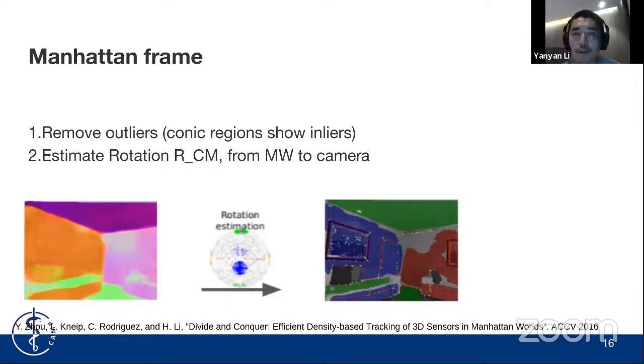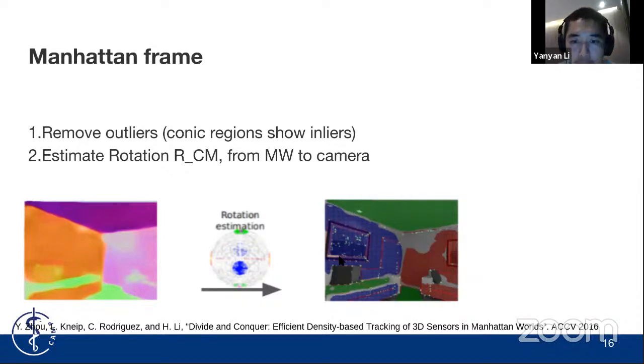Different from the traditional three coordinates, for Manhattan world-based methods we add another new coordinate named Manhattan world, this M. How is that coordinate defined? We will use the first Manhattan frame. How do we find this first Manhattan frame?